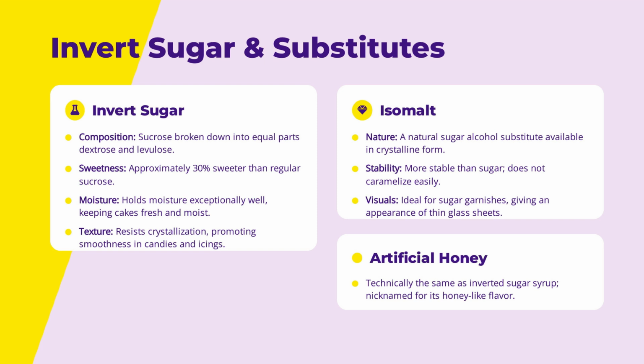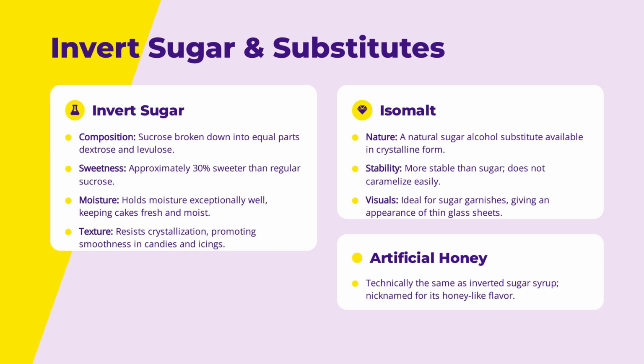The next product is isomalt. Isomalt is a naturally derived sugar alcohol that resembles ordinary sugar but behaves differently during heating. It is highly stable, resists crystallization, and does not caramelize easily. For this reason, professional pastry chefs often use isomalt to prepare decorative sugar sculptures, transparent decorations, and edible showpieces.